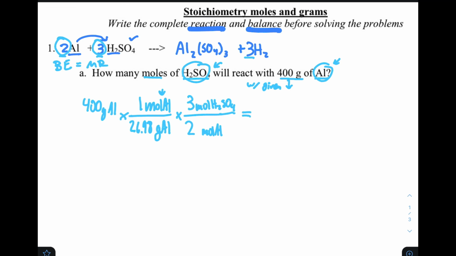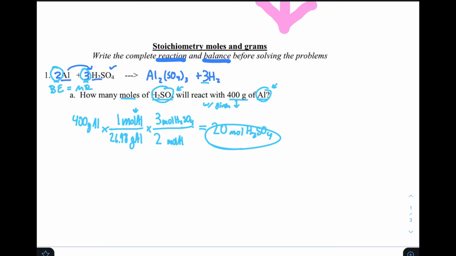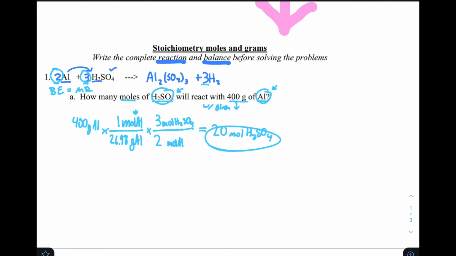So now you want to plug this all into your calculator, and then with appropriate significant figures, looking to the given, it would be 20 moles of H2SO4. So that's how you do a basic stoichiometry problem using a balanced equation and a mole ratio.